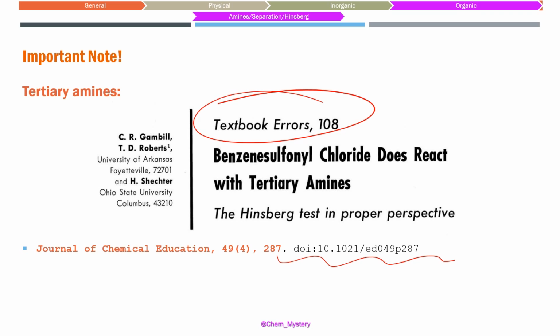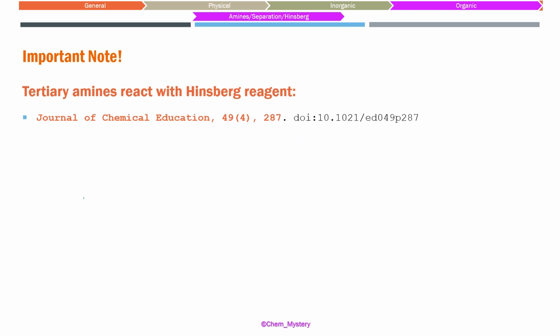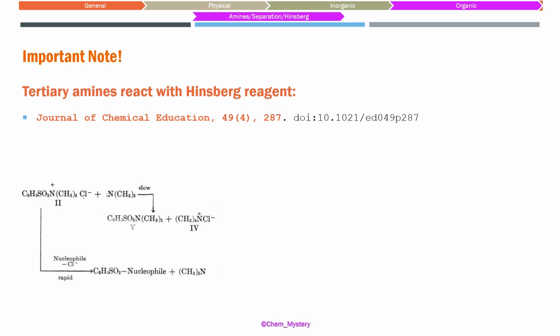And this is the reference we just talked about in our previous slide, the Journal of Chemical Education article. It tells us what is happening when the 3-degree amines react with Hinsberg reagent, this kind of compound. The evidence that this compound is actually being formed comes from the observations, that two reactions are taking place.